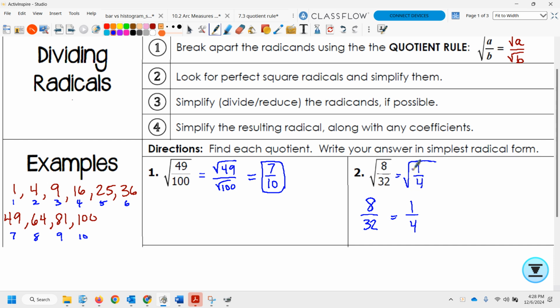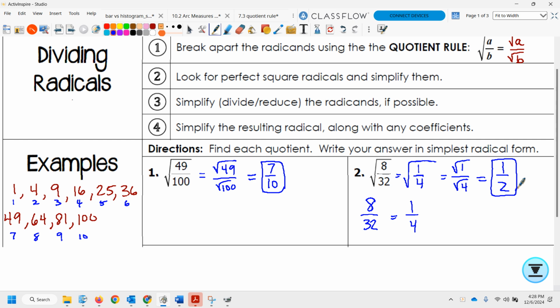I can break it apart: the square root of 1 over the square root of 4. Go back to my list. 1 is a perfect square, 4 is a perfect square. So that means this simplifies to 1 over 2. All right, if they're not perfect squares, right out of the gate, try to reduce the fraction and then simplify what you have after that. Take the square root of what you have after that.